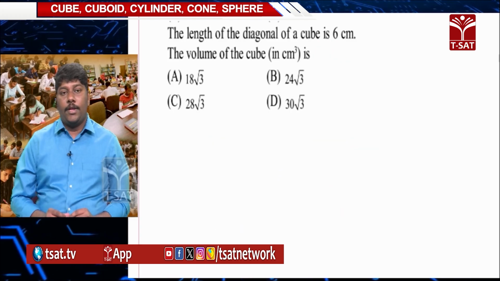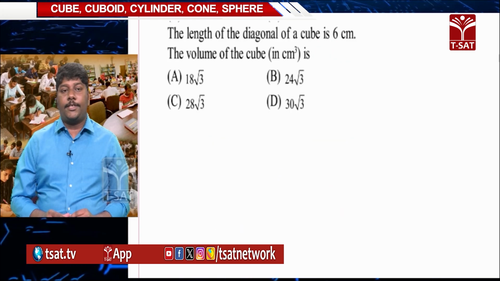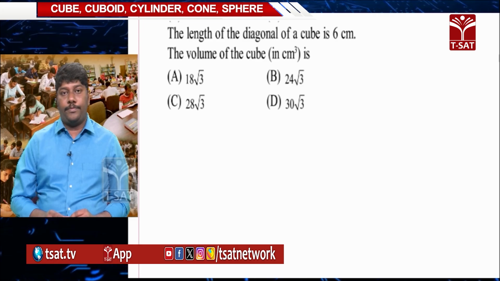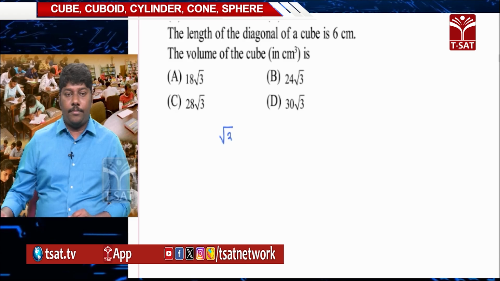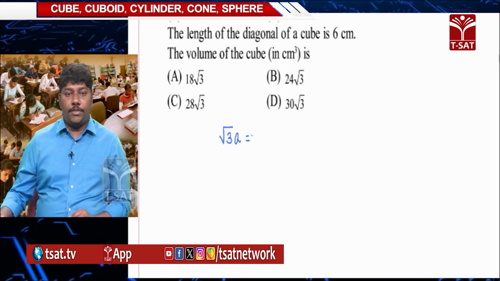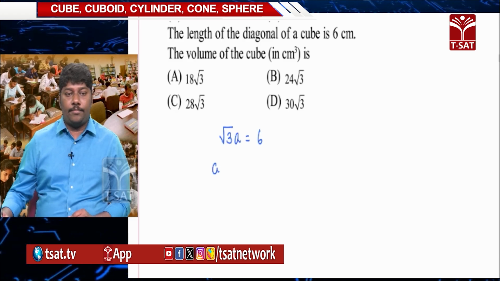Now look at here. The length of the diagonal of the cube is 6 centimeter, the volume of the cube. So diagonal is root 3a is equal to 6. Cube on both sides.